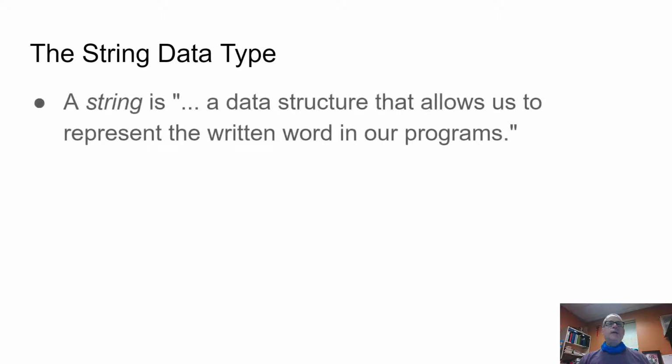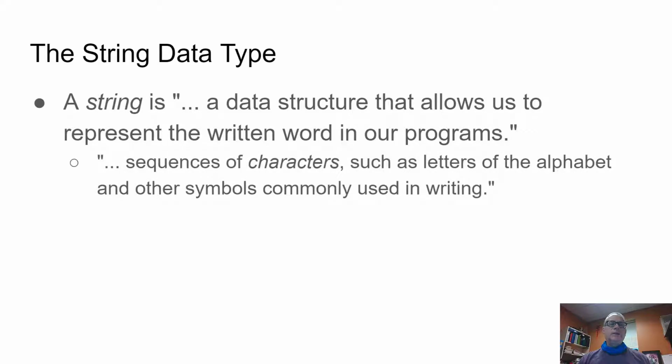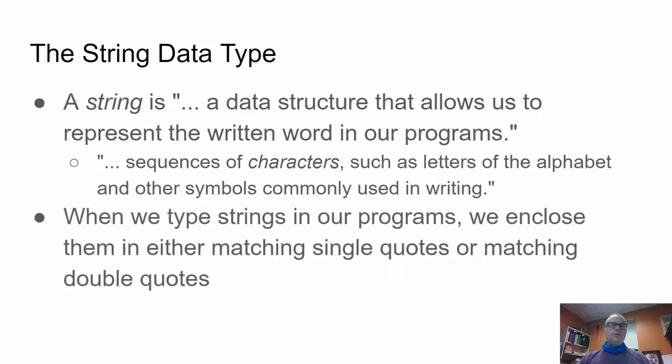A string is a data structure that allows us to represent the written word in our programs. So that's taken directly from the text. It's also a sequence of characters, such as letters of the alphabets and other symbols commonly used in writing. Essentially, anything you can type, all put together into one unit, that would be called a string. And we've seen strings before when we were doing printing and things like that.